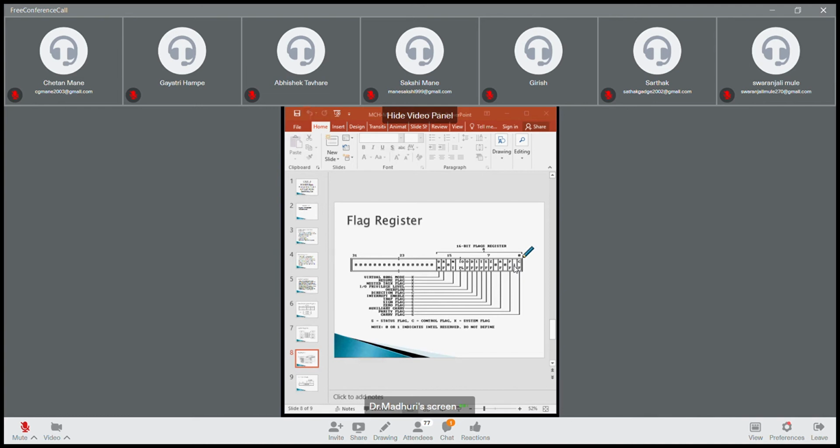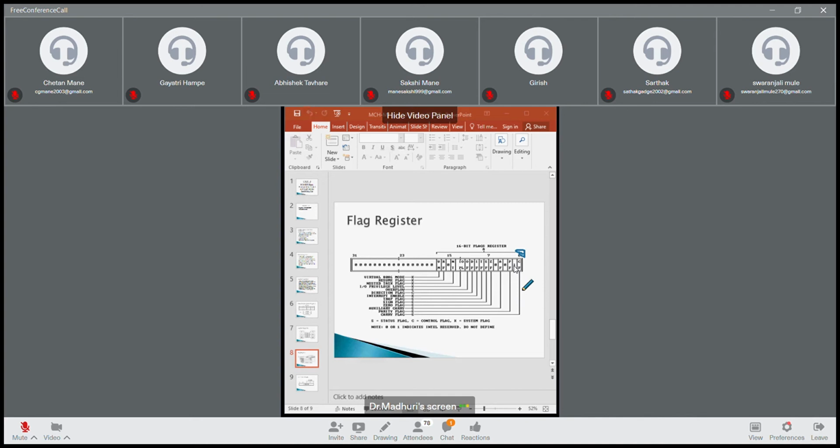Now this is at the 0th position. You have a total of 32 bits, that is 0 to 31. At the 0th position you have the carry flag. Now this is the EFLAGS register. Why is it EFLAGS? Because it is for the 386 microprocessor, which is a 32-bit microprocessor, so all the registers are extended.